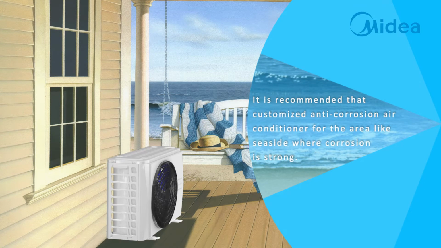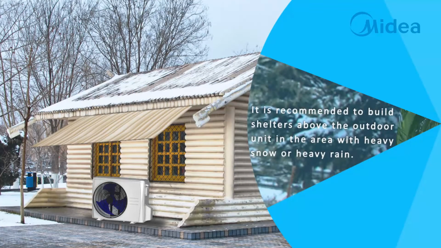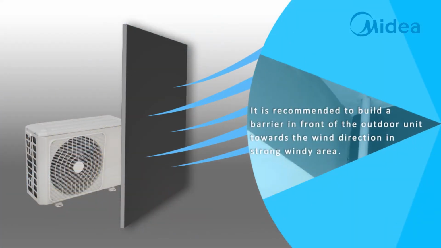It is recommended that customized anti-corrosion air conditioner for the area like seaside where corrosion is strong. It is recommended to build shelters above the outdoor unit in the area with heavy snow or heavy rain. It is recommended to build a barrier in front of the outdoor unit towards the wind direction in strong windy area.